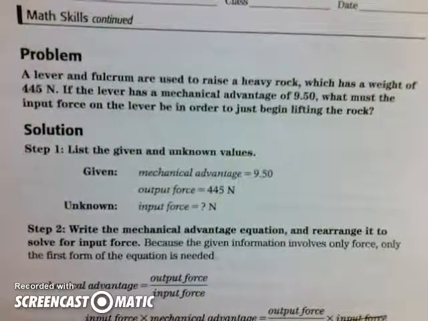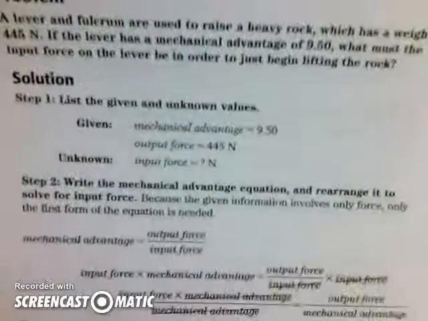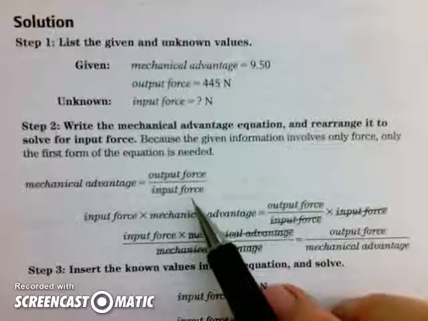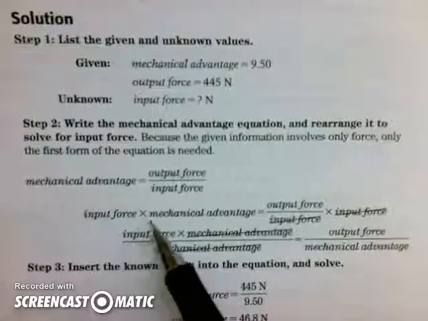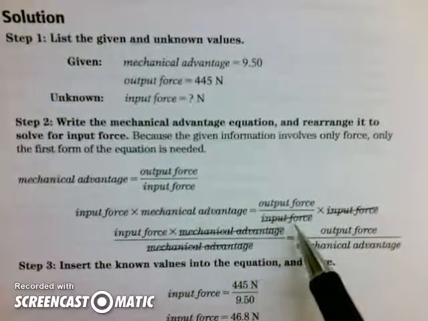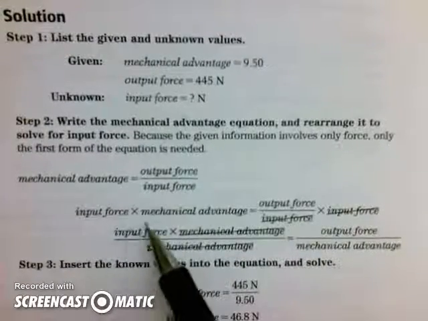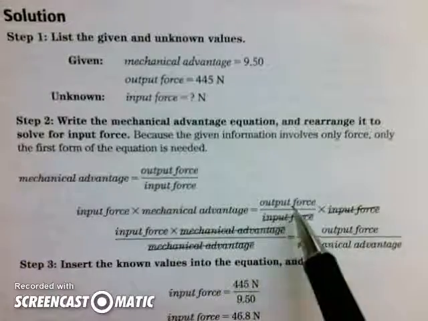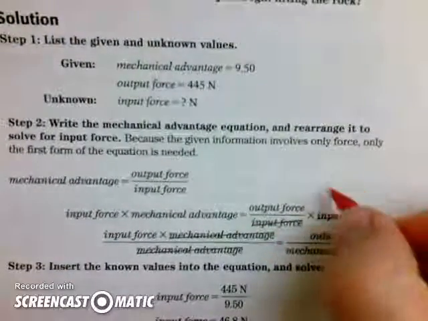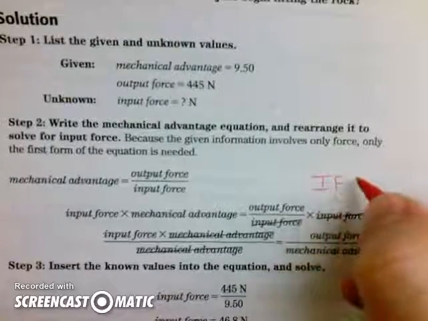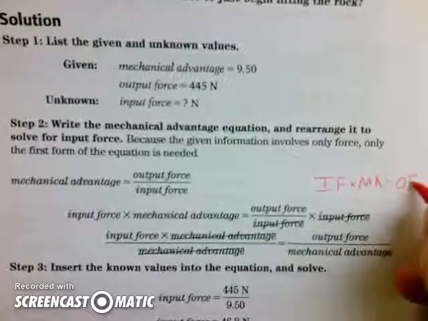Okay, on the second page, there's another really good example problem. It's all worked out. Right, you can see mechanical advantage equals output force divided by input force. They rearrange this to get input force times mechanical advantage equals output force divided by input force times input force. These cancel. And so input force times mechanical advantage equals output force. All right, and again, I told you, you can just write this if you want as IF times MA equals OF.